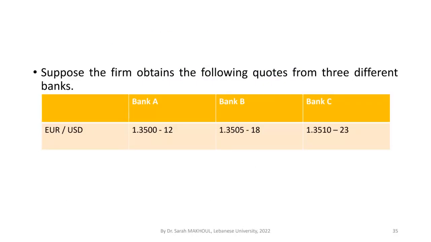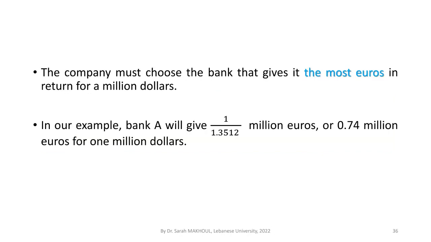So we see that this company asked lots of banks for quotations, like from Bank A, B, and C, and she received those quotations, 1.3500 and 1.3512. So this is the bid, and this is the ask quotation. Bank B and Bank C also gave her quotations for €1 against the dollar exchange. So she got three different quotations from three different banks.